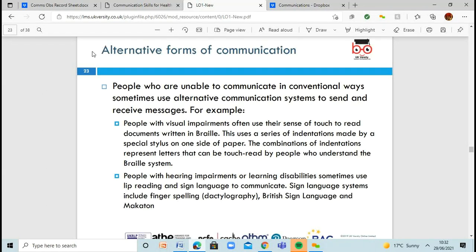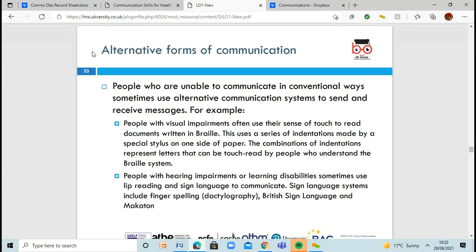And we're almost to the end of this section. So other forms of communication. People that might have visual impairments might be reading documents that are in Braille, where they can feel by touching the indentations, the little dots. And then there are other impairments as well, like hearing impairments or learning disabilities, where sometimes somebody might need to lip read you so that they can actually understand what you're saying.